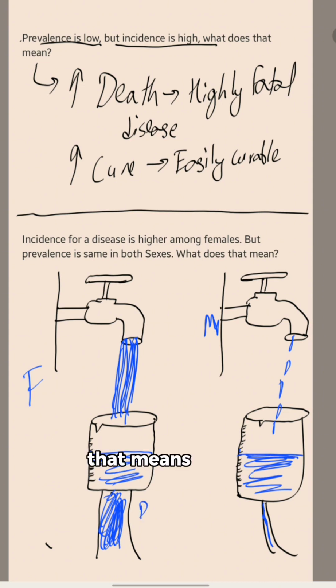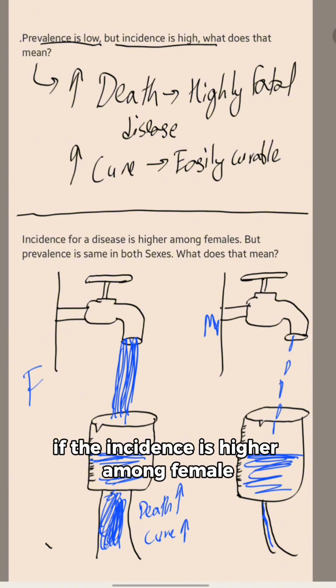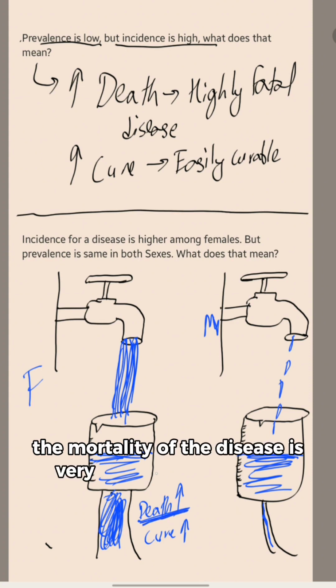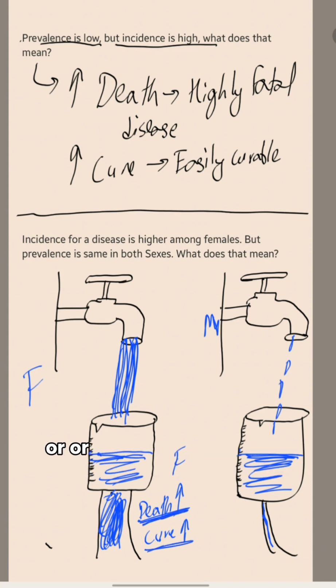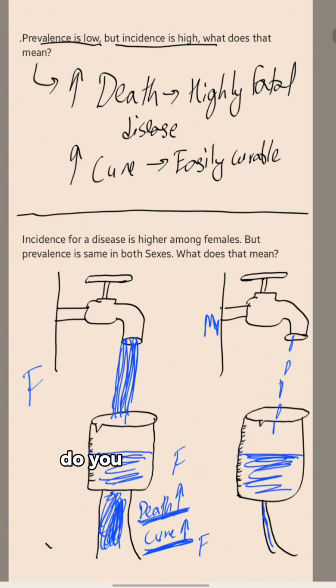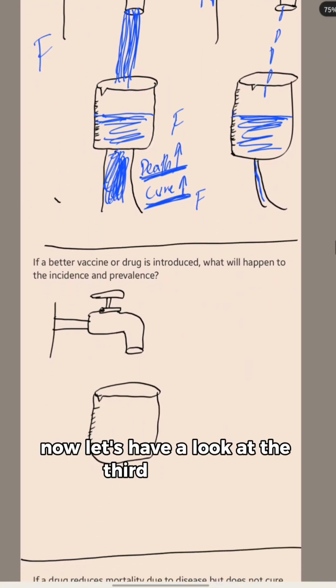That means death may be high in female or cure may be high in female of that disease. If the incidence is higher among female but prevalence is same, then that means the mortality of the disease is very high among females, or the cure of disease is very high among females. Do you understand that? In contrast with the male. So this is the next question. Now let's have a look at third question.